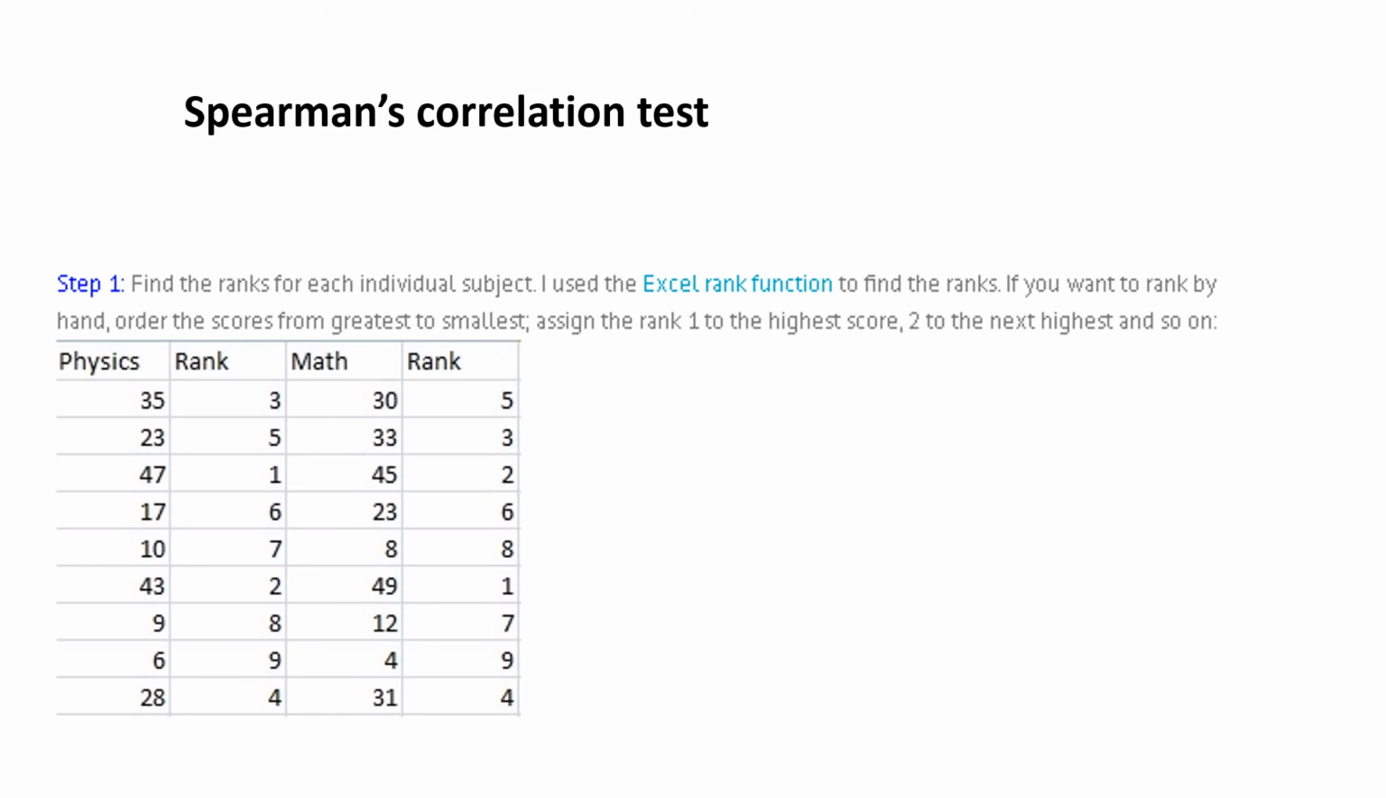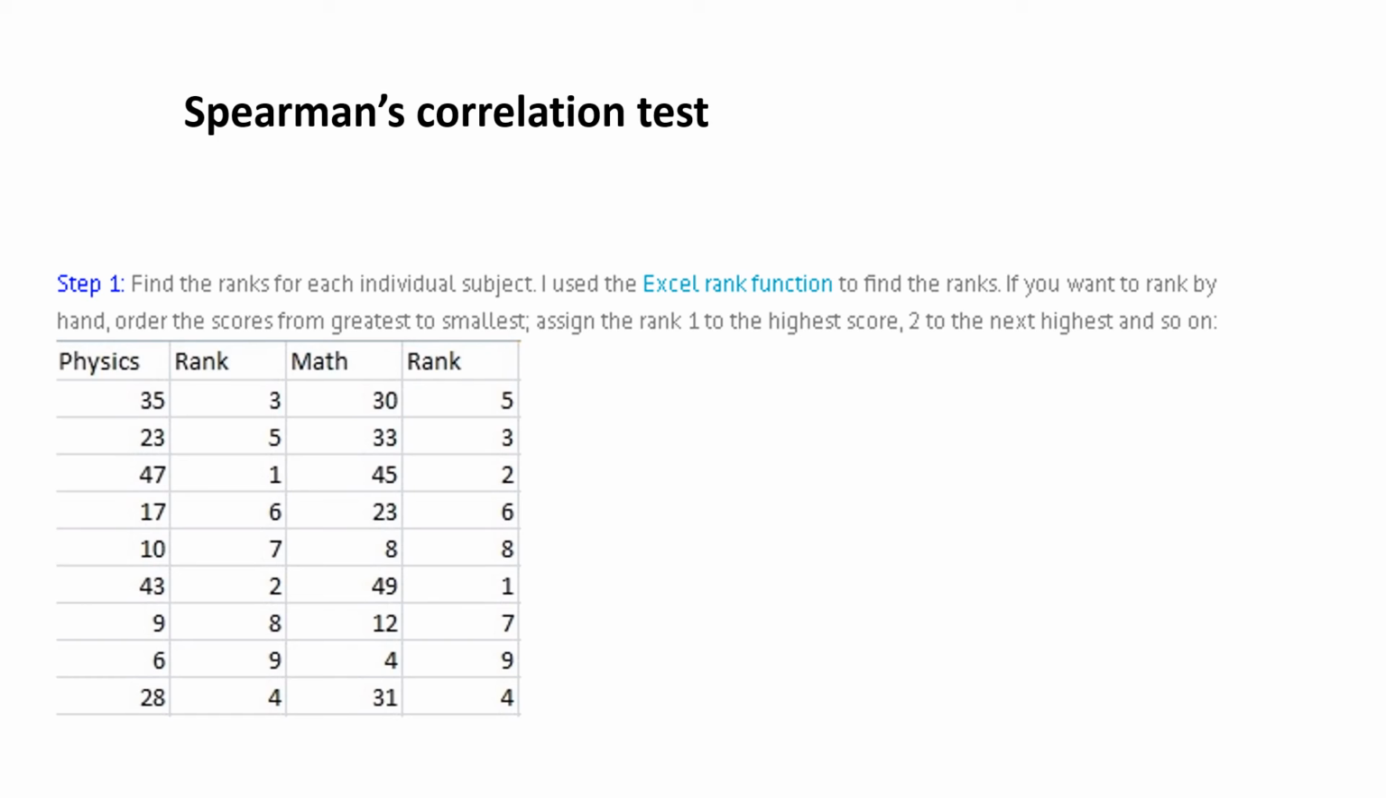How to do that? First physics marks are given, then maths marks are given. For physics marks we have to give the ranking. Find the ranks for each individual subject.